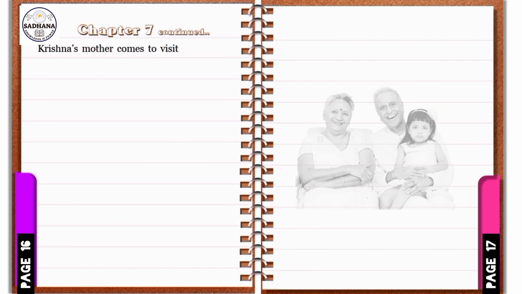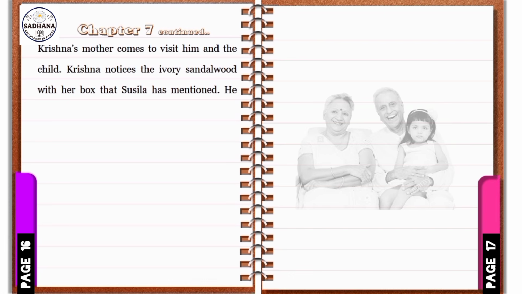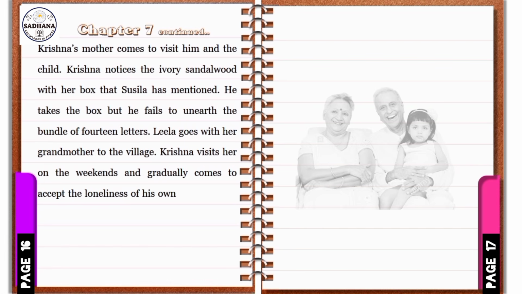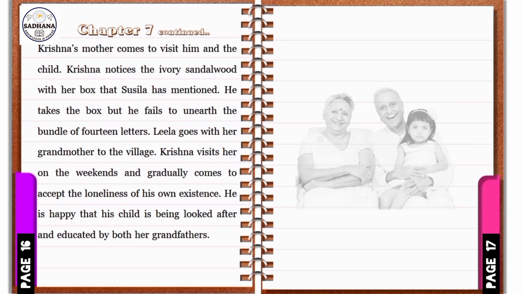Krishna's mother comes to visit him and the child. Krishna notices the ivory sandalwood box with her that Sushila has mentioned. He takes the box but fails to unearth the bundle of 14 letters. Leela goes with her grandmother to the village. Krishna visits her on the weekends and gradually comes to accept the loneliness of his own existence. He is happy that his child is being looked after and educated by both her grandfathers, so he has nothing much to worry about in life.